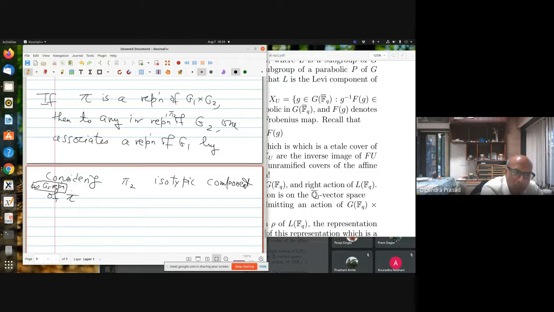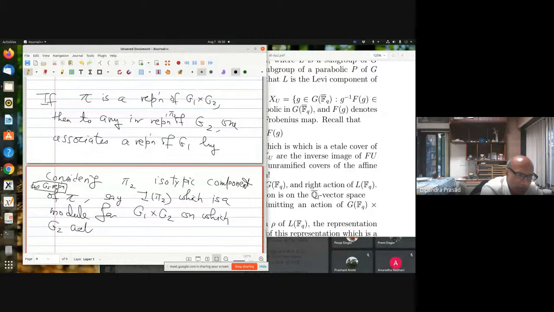But because G1 commutes with G2, say I pi 2 for the isotypic component, I pi 2 will be a module for G1 cross G2. By definition, I pi 2 is invariant under G2, but because G1 commutes, if you have some representation here which is isomorphic to pi 2, its G1 translate also will be isomorphic to pi 2. So I pi 2 is a module for G1 cross G2, on which G2 acts just by pi 2.